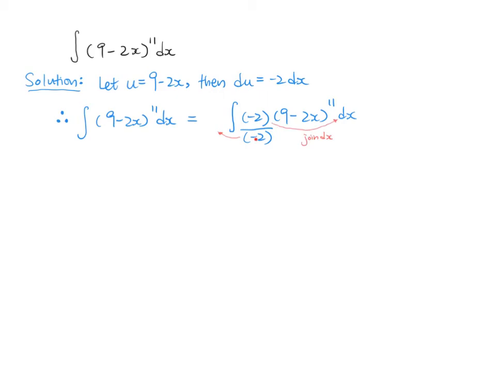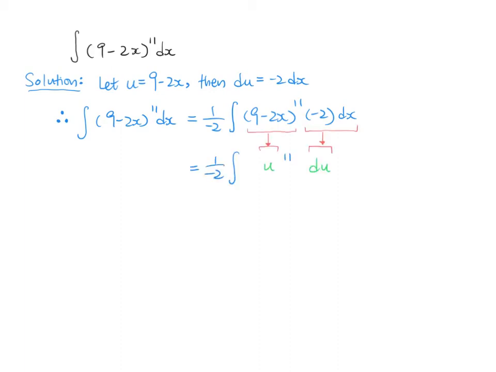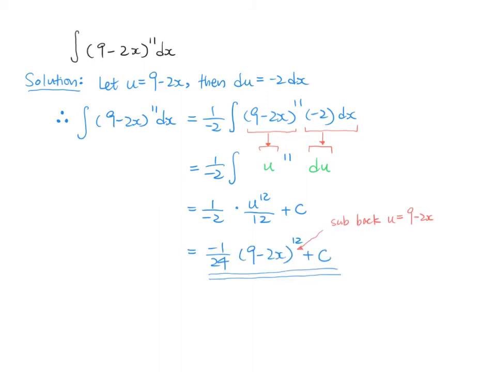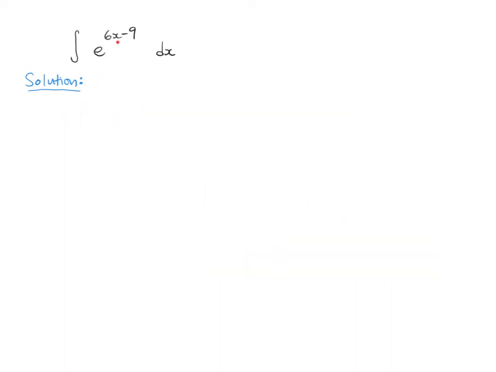I would then move this negative 2 out because it's just a constant that we don't really care about, and move this negative 2 to the back to join with the dx, like that. So now, after the substitution, it's all in terms of u. So we are integrating with respect to u, but not with respect to x anymore, which gives me this. But because our question is in terms of x, then at the end we just sub it back: u equals 9 minus 2x. That's the answer.